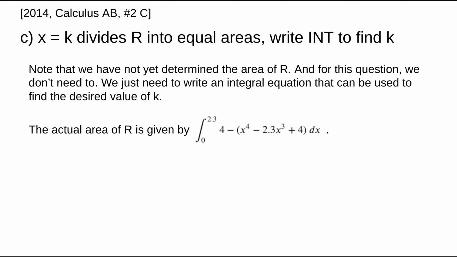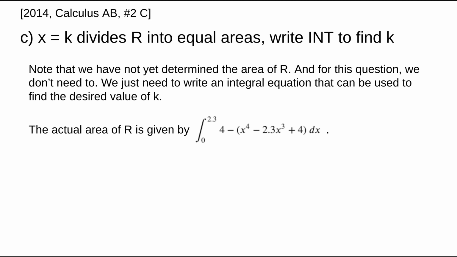So I don't need to know the area of region R, but it would be nice to have an integral that would find it, which in this case would be the integral from 0 to 2.3 of 4 minus this function x to the 4th minus 2.3x cubed plus 4 dx. That integral would be the area of R. I'm not going to actually evaluate it. I don't need to evaluate it. And what I need is some other integral involving k, which has half of that value.